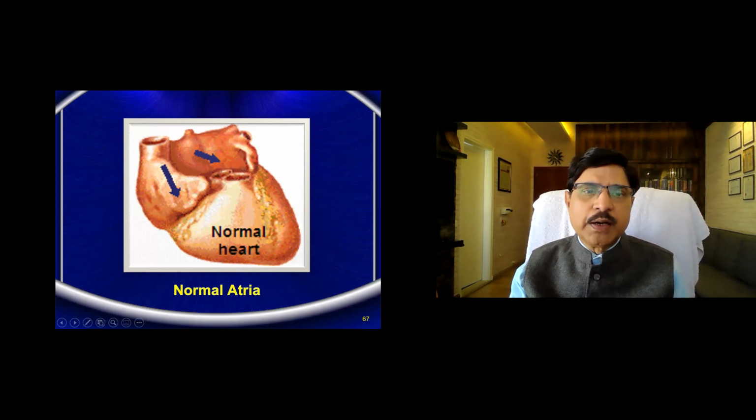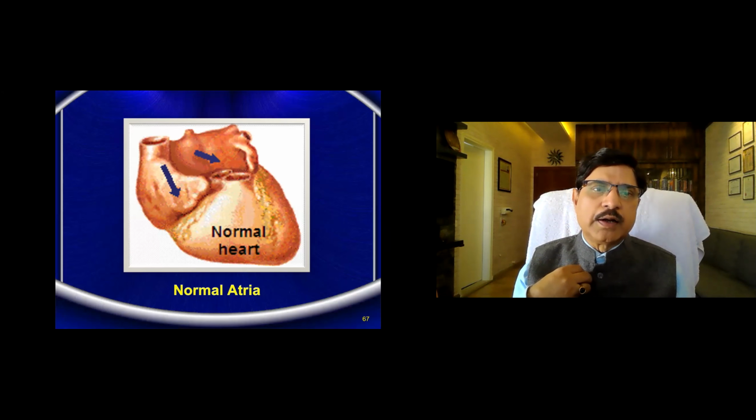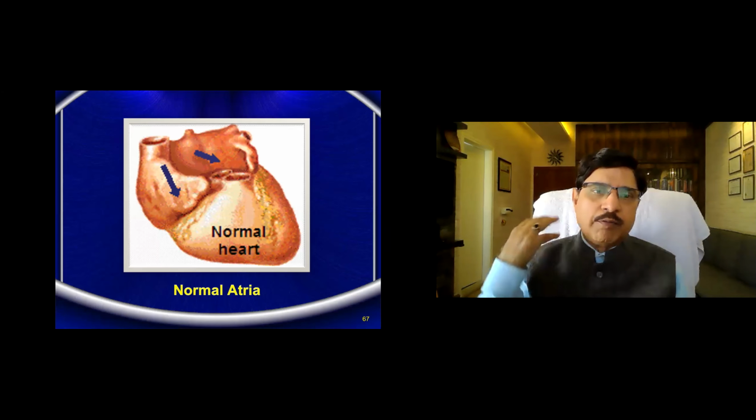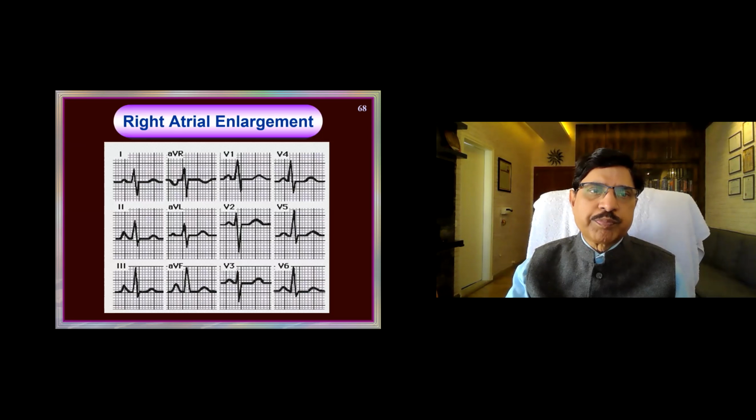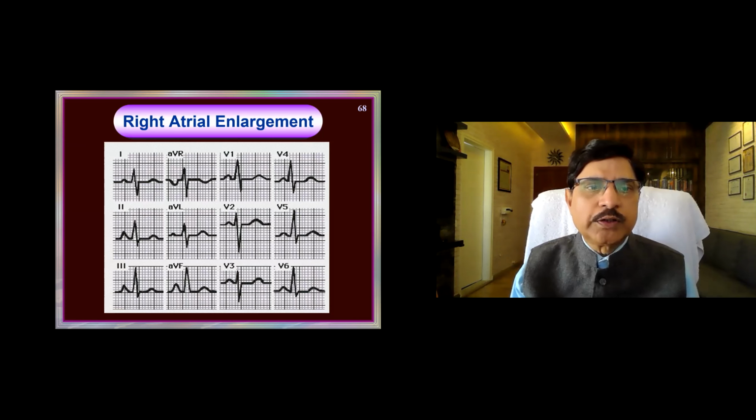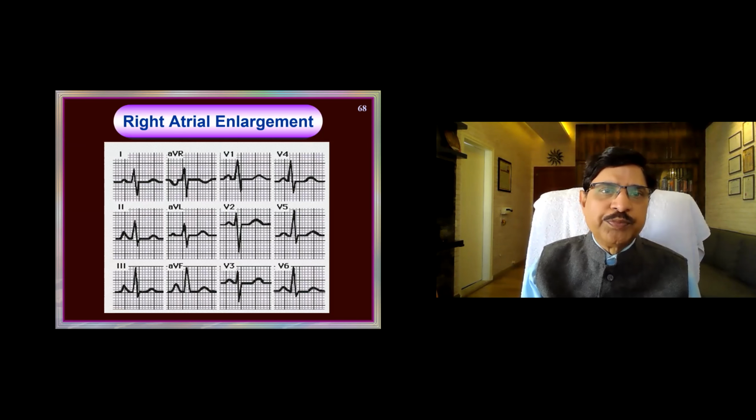So that is the normal heart, normal atria. Between the two, the right atrium is the anterior chamber and the left atrium is the posterior chamber. So the right atrium is directly under the V1 lead, and the left atrium is behind. So this is the normal heart. Let us see the right atrial enlargement. Where do I look for that? L2 and V1. Look at L2.